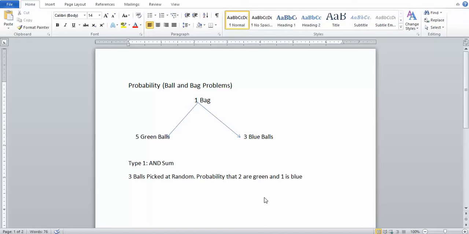Type 1, AND sum. Question I have already written. We need to pick 3 balls at random. Probability is 2 are green and 1 is blue. We'll write the equation. 3 balls out of which 2 should be green and 1 is blue. We'll write the probability equation to solve this.